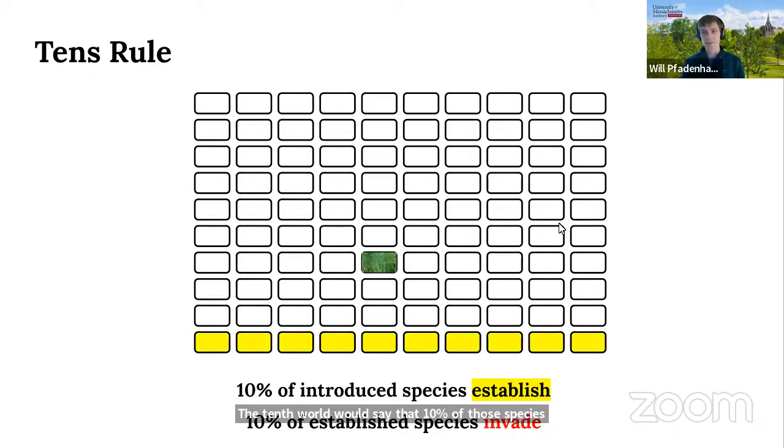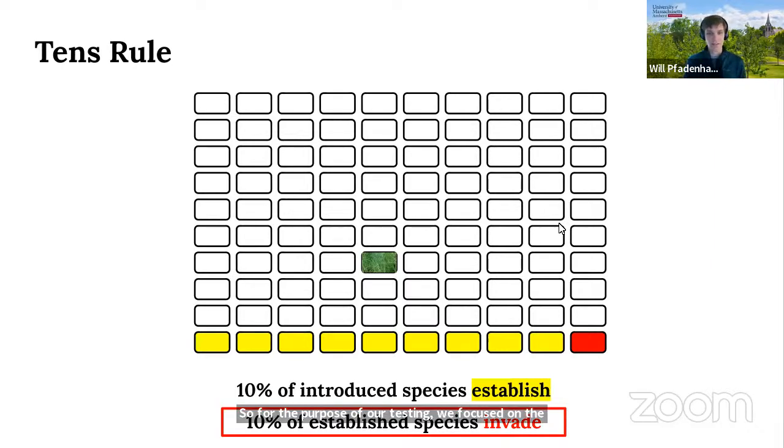When I say establish, I mean they will have self-sustaining populations. So 10% of those will establish, and then the tens rule also says that 10% of those established species will become invasive. So now we're down to just 1% of the original group that has invasive impacts according to this hypothesis.